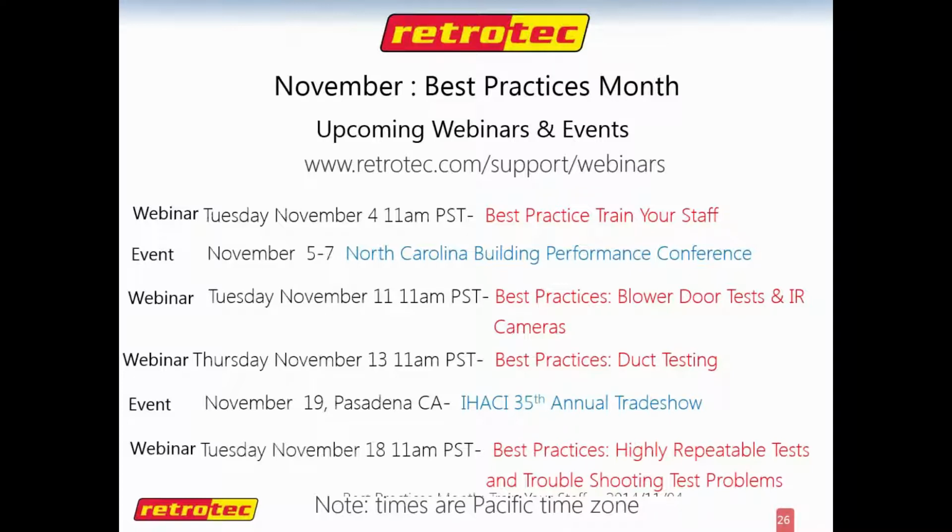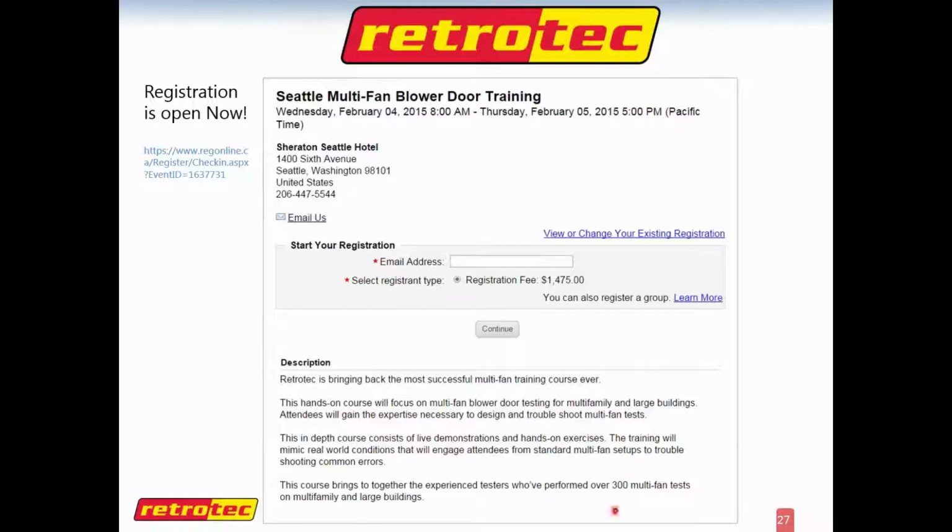Any questions about that? Well, the coup de grace. This is, if you haven't heard, I will go back to it. Slide. I'm really proud, I'm really happy to tell you about this. Next February, the 4th and the 5th of February, directly following the ACI Northwest conference, there will be Monday and Tuesday. Directly following that, in the same hotel, the Sheraton Seattle Hotel, we will be delivering our second Seattle multi-fan blower door training.